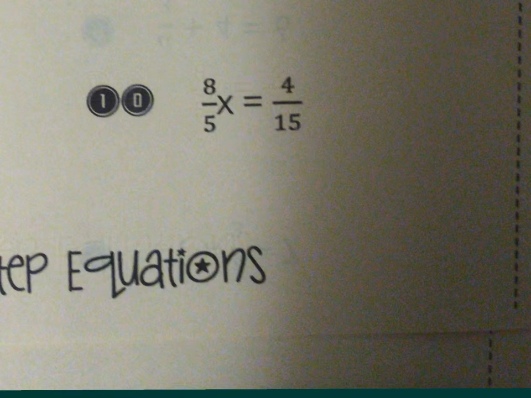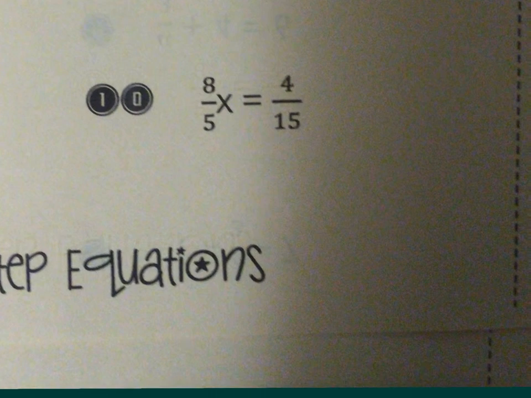First of all, they multiplied 8/5 by x, so it's a multiplication equation, therefore you have to do division. You have to do division to undo the multiplication and leave x by itself. Well, division is the same thing as multiplying by the reciprocal. So I'm going to go ahead and do it here while you do it on your paper.